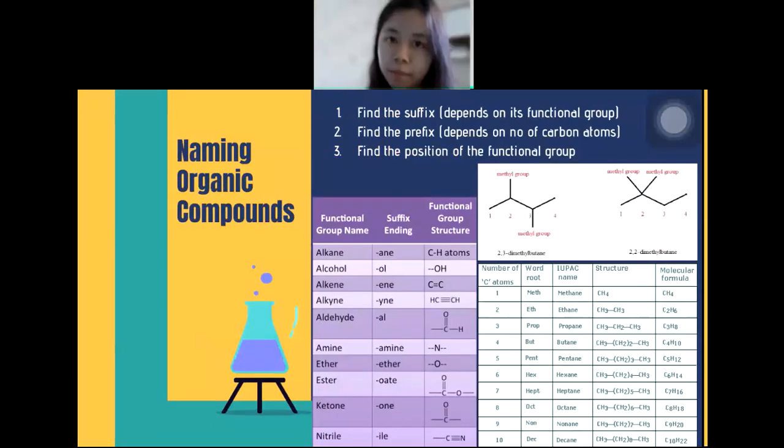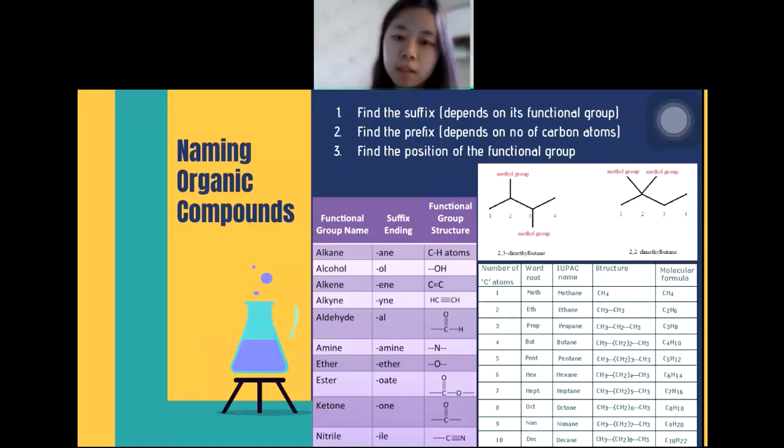So how do we name organic compounds? First, you have to find the suffix, which depends on its functional group. So let's say if my functional group is alkane, then my suffix or ending will end with ane. And second, you have to find the prefix. So it depends on the number of carbon atoms. For example, if I have 6 carbon atoms, that means my prefix will be hex. And then if I have hex, 6 carbon atoms, and it's an alkane, then it's hexane.